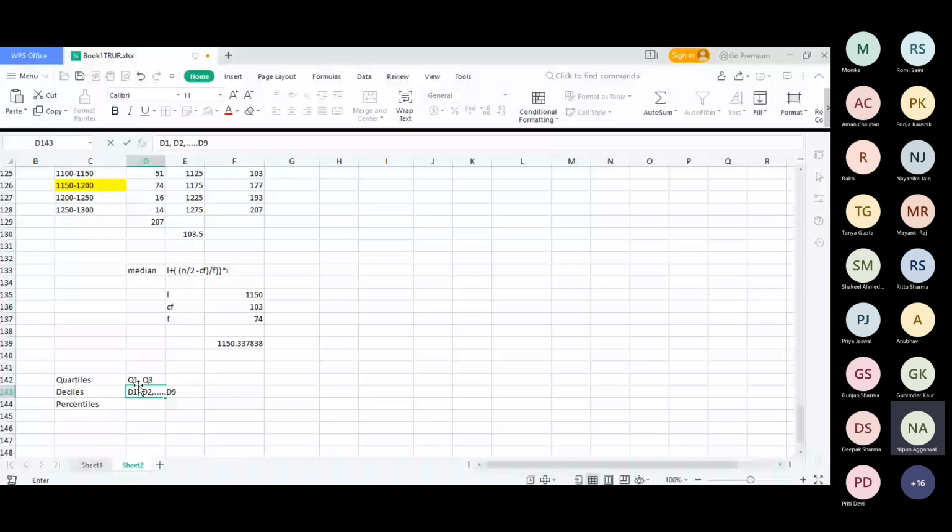And then percentiles will be 100 equal parts. So it will be P1, P2, and so on up to P99. P1 is 1% below and 99 above, P2 is 2% below, 98 above. So a percentile divides the complete data set into 100 equal parts.